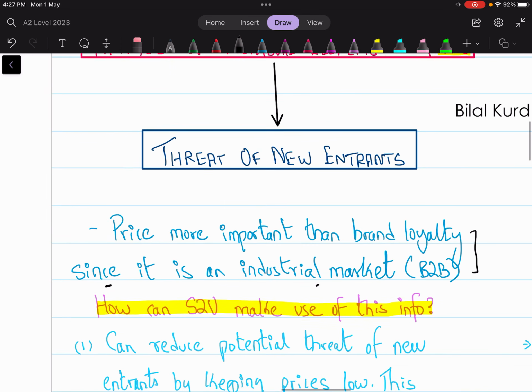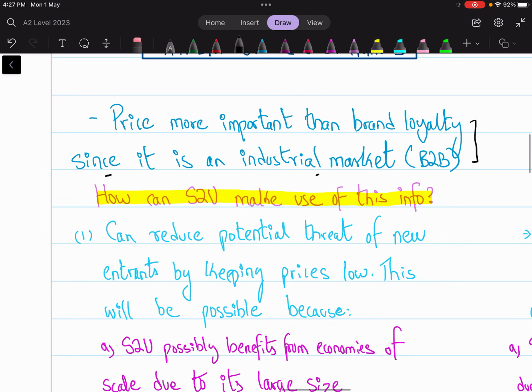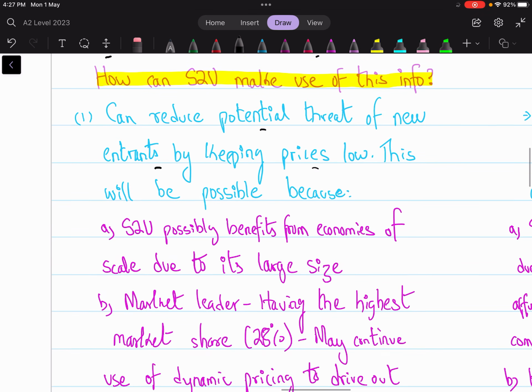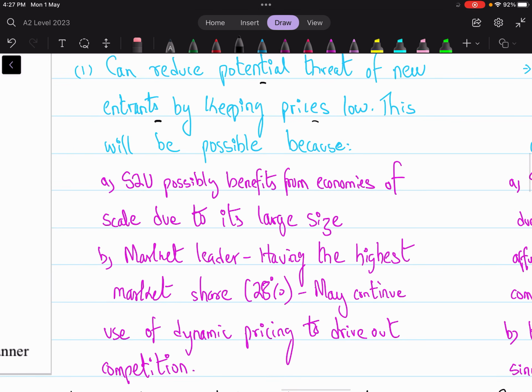So perhaps STU can reduce the potential threat of new entrants by keeping prices low. And why would you say that STU will have the ability to keep prices low? Because of these 2 reasons. That STU possibly benefits from economies of scale since it is a large business.